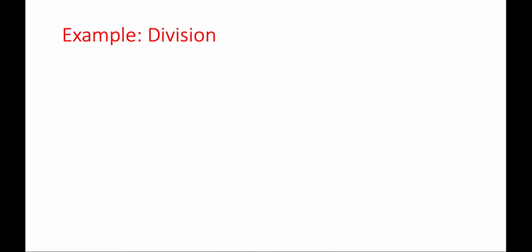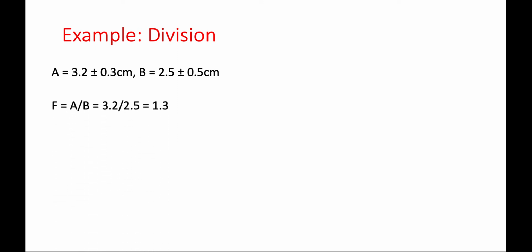Let's go to division first because as you'll see, the example gets a little bit more complicated for multiplication due to significant figures. Again, we're doing exactly the same numbers, A, but this time we're going to divide it by B. I'm going to define F as A divided by B, and I get 3.2 divided by 2.5, 1.3. Now notice I'm sticking with two significant figures there in my answer because the original values were given to two significant figures.